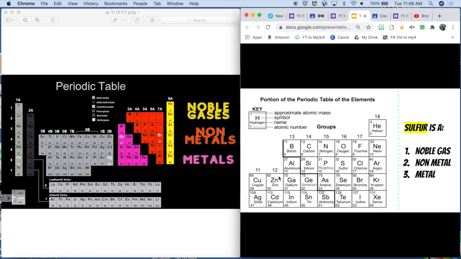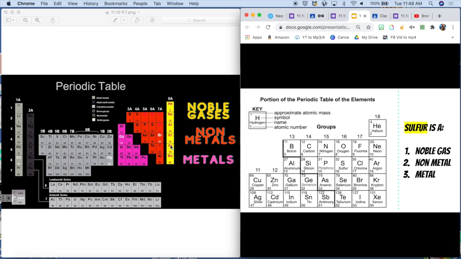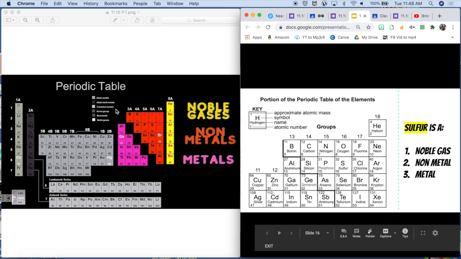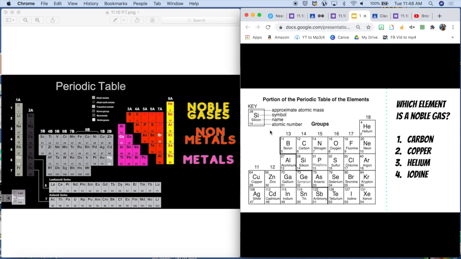Do another one. Sulfur. Let's eliminate our noble gases straight away. Sulfur, no, no, no, no, no. How about over here? No, no, no, no, no, no. Where is it? Oh, we find it above the stairs. It's above the stairs. It's here, which means it's a non-metal.